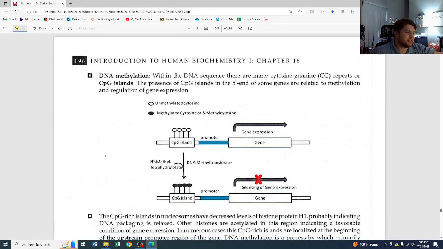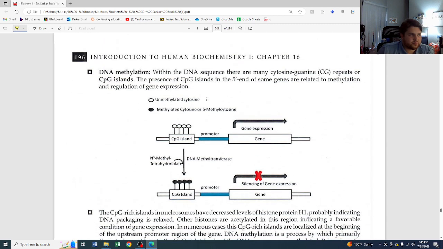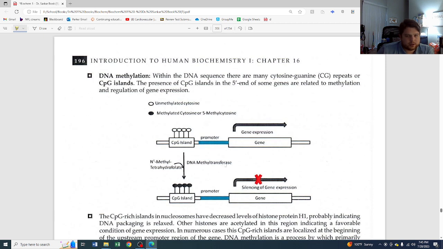So, DNA methylation. Within the DNA sequence, there are many cytosine guanine repeats, or CpG islands. The presence of CpG islands in the 5' end of some genes is related to methylation and regulation of gene expression. So there can be a repeating sequence, cytosine guanine, kind of like a marker to indicate, hey, methylation is going to happen here.